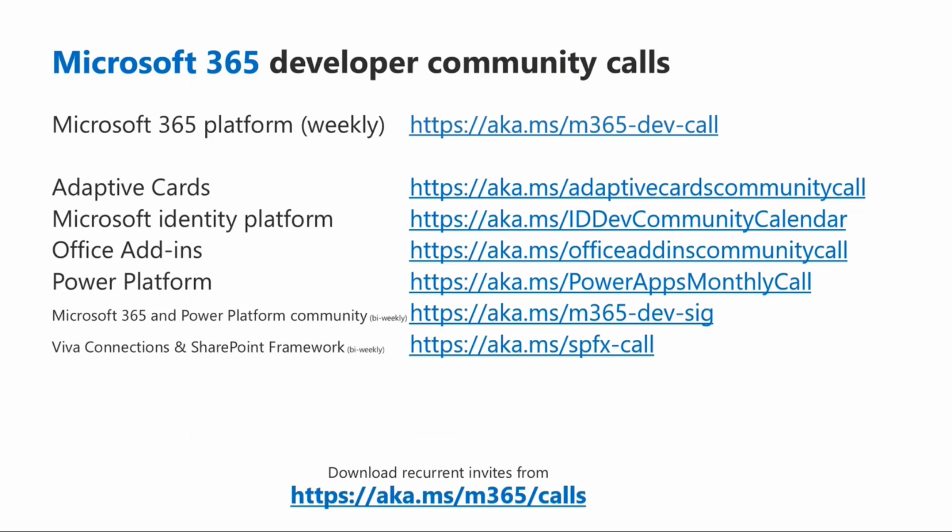Now, we do have quite a few community calls, and just to recap on that one as well, we have this Tuesday one, which is the one where we always have Microsoft presenters, happening every single Tuesday at 8 a.m. Pacific time. Then we have a few monthly calls: Adaptive Cards, Microsoft Identity Platform, Office Add-ins, and Power Platform call. The Power Platform call is, by the way, happening this Wednesday, 8 a.m. Pacific time, if I remember correctly. David can actually remind me on that one in the chat.